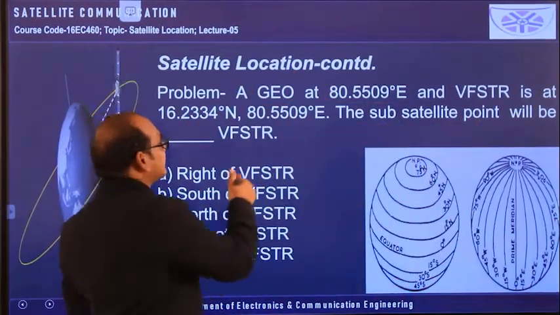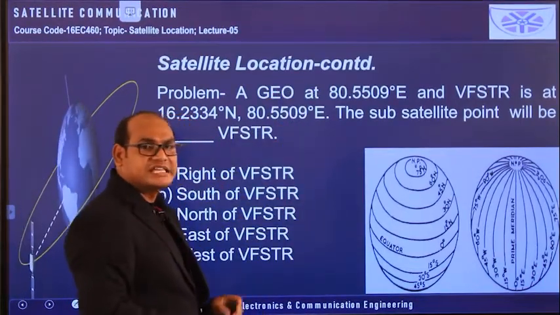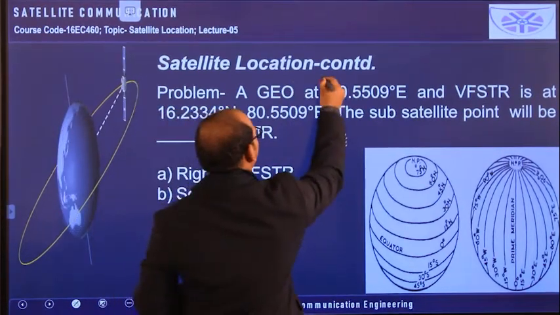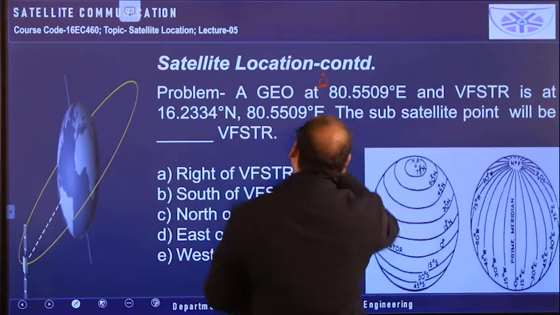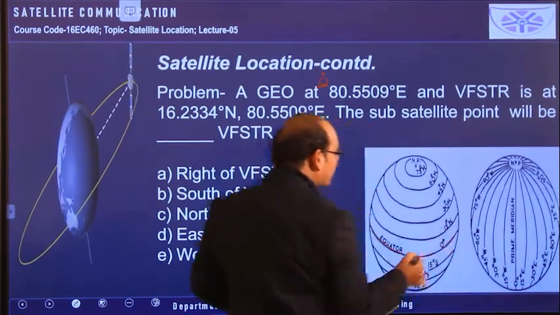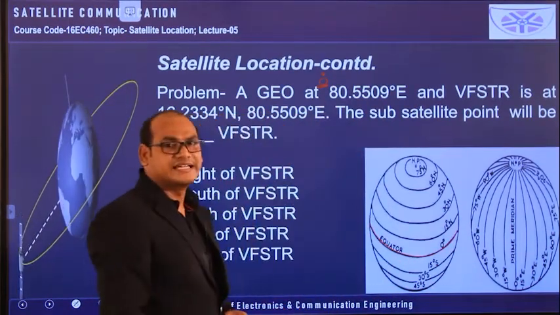So this particular satellite is a geostationary satellite, so latitude is not mentioned here. Even though it is not mentioned, we can take 0 degrees latitude only. That means the subsatellite point of this satellite is available on the equator. Okay, then the longitude is mentioned, that is 80.5509 degrees east.